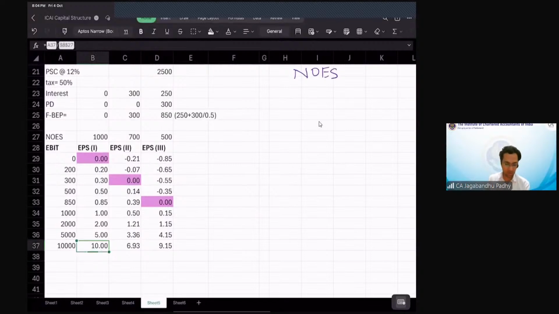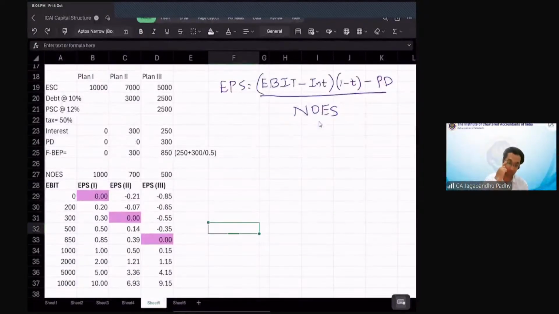Correct? So you become profitable early in plan 1. Now, if I ask you which of these three plans is less risky, which plan are you going to say? Of course, plan 1. Why do you say that plan 1 is less risky? Because you start making profit very early, right?